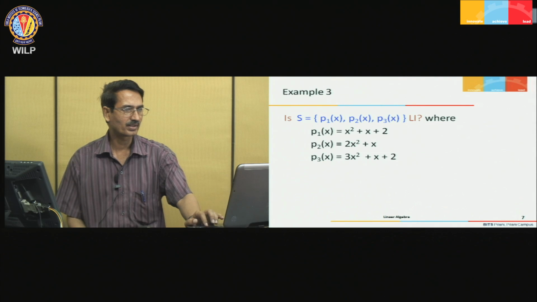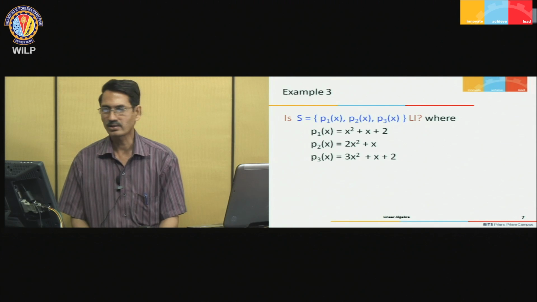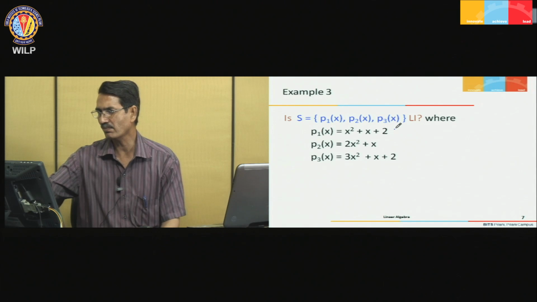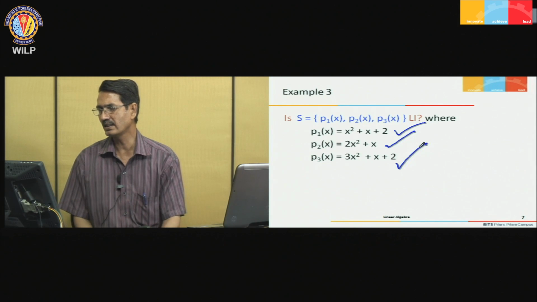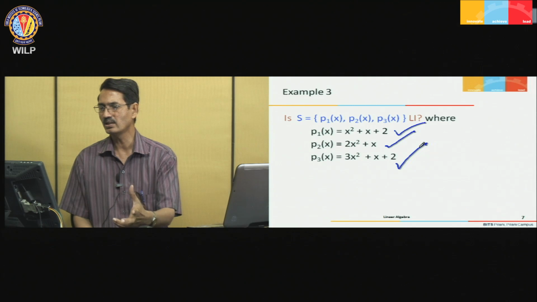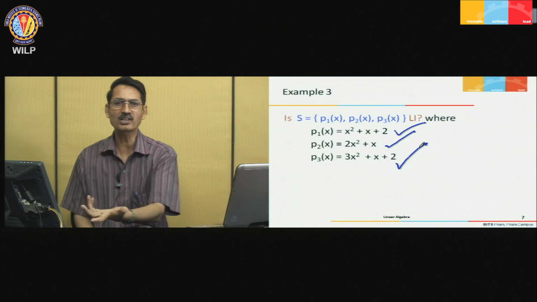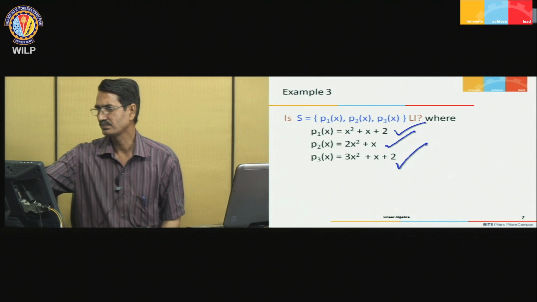Let us see this set S, the set consisting of 3 polynomials P1, P2, P3, where P1(x) is given by x square plus x plus 2, P2(x) is given by 2x square plus x, and P3(x) is also a polynomial of degree 2, 3x square plus x plus 2. So, whether it is linearly independent or not, let us make a linear combination and set it equal to 0 and see what the solution is.